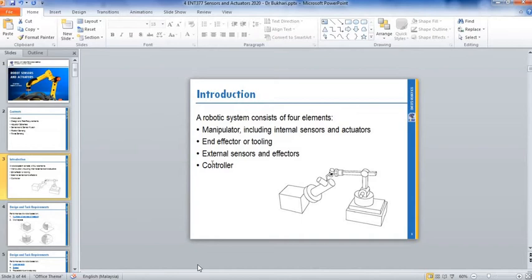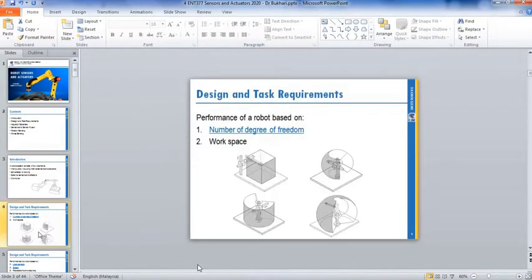And then you also have the controller. So for the controller, you have many types. You have PC based, you have microcontroller based controllers. Then, because this one I make it faster, degrees of freedom is normally the same as workspace. This is workspace.